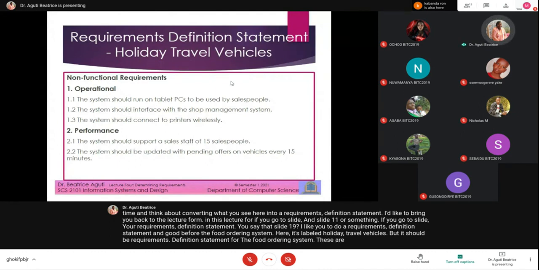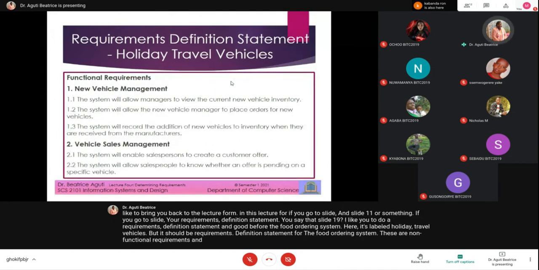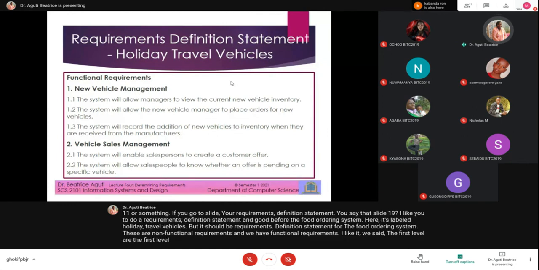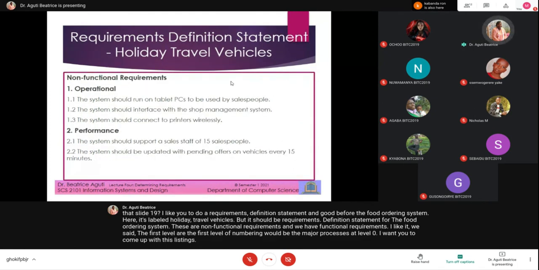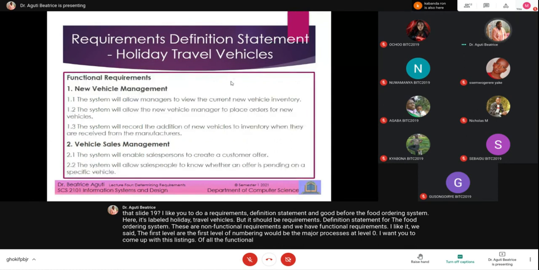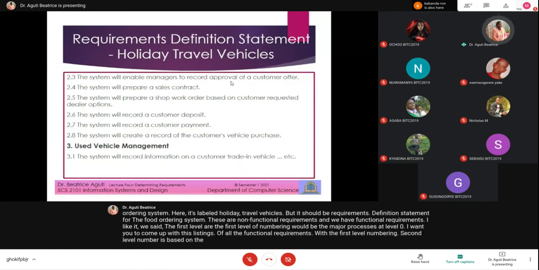These are non-functional requirements, and we have functional requirements. Like we said, the first level of numbering would be the major processes at level 0. So I want you to come up with these listings of all the functional requirements with the first level numberings, second level numberings, based on the diagrams that you've seen, whatever appears in those process diagrams we've just discussed.